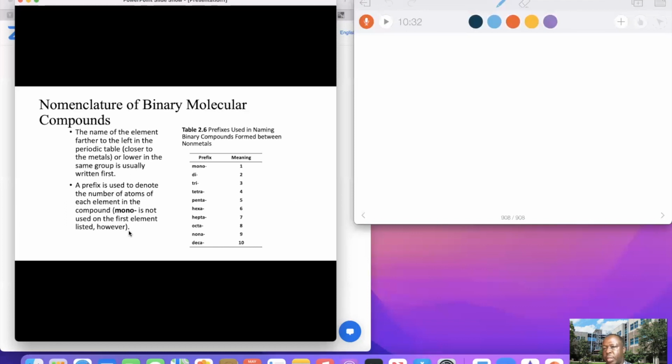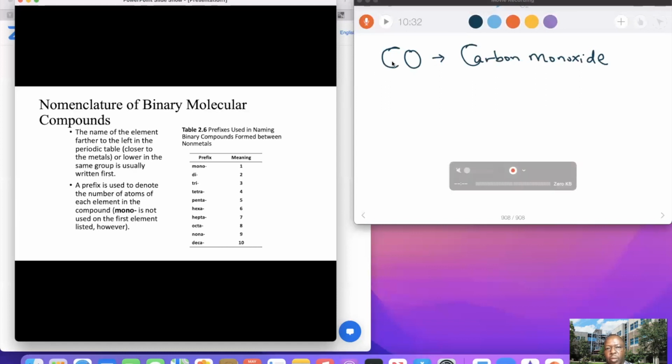We don't use that. For example, here, to show you, this is the deadly gas, CO. We call this carbon what? Carbon monoxide. Carbon monoxide means there is only one oxygen. This mono is not used on the first element. You cannot say monocarbon monoxide. We don't use it on the first.